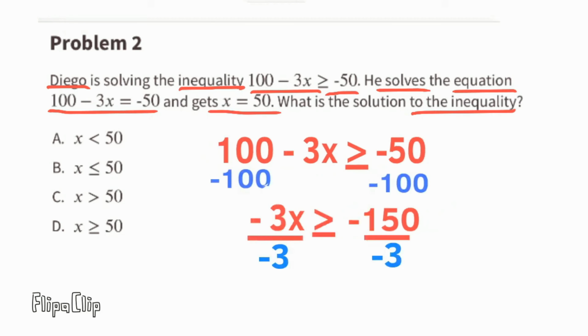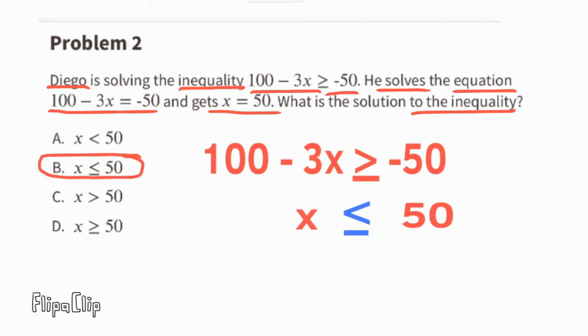I subtracted 100 from both sides. That left me with negative 3x is greater than or equal to negative 150. Then I divided both sides by negative 3. And dividing by a negative, I have to change the inequality sign. Now the answer reads x is less than or equal to 50. So that would be inequality B.